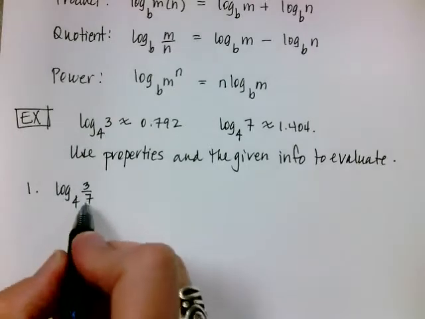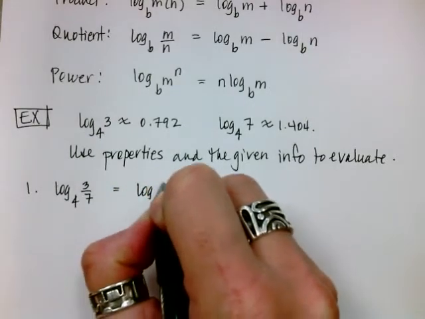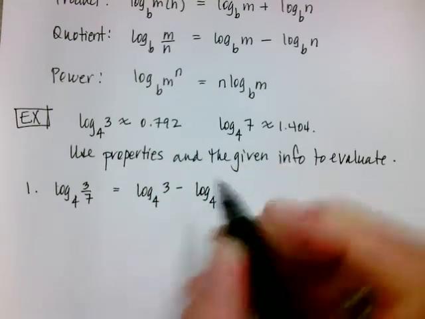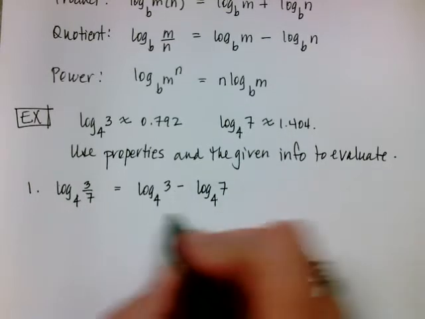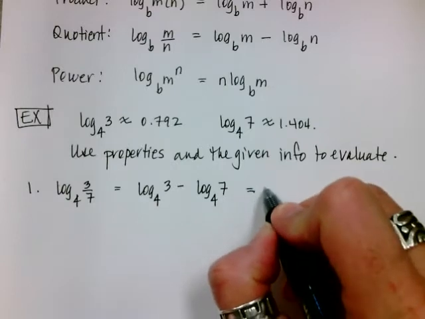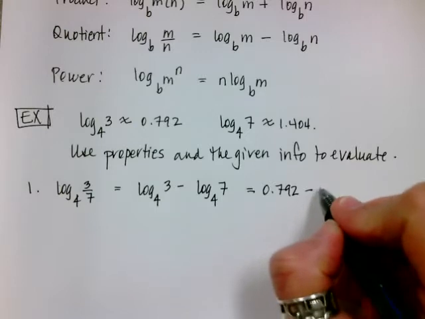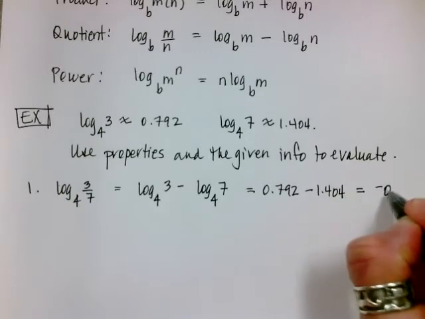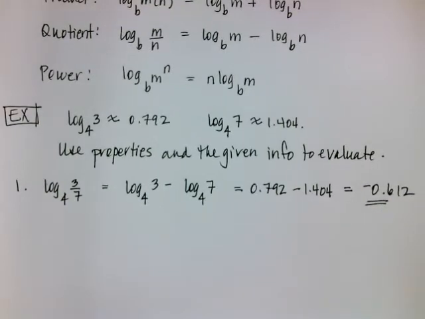So the first thing that I need to do is rewrite this. So this is the log base 4 of 3 minus the log base 4 of 7. Division is subtraction when I rewrite it. Well, I was given that value, and I know that it's 0.792, and I was given this value as 1.404. If I do that math, I get a negative 0.612, and that would be the solution. And I got there by using my properties, okay?